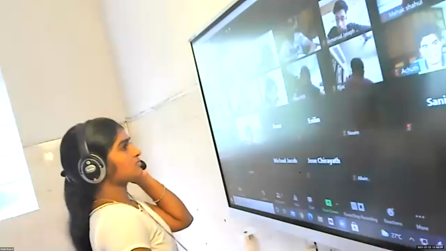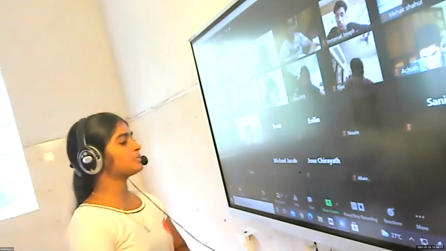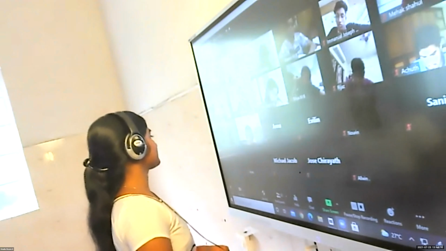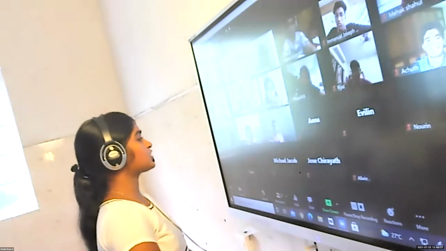So can you tell me which are the two forms of mixtures? Heterogeneous and homogeneous. Very good. Homogeneous mixtures and heterogeneous mixtures. So can you give one example for heterogeneous mixture?